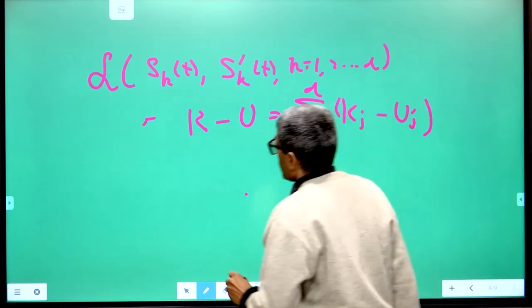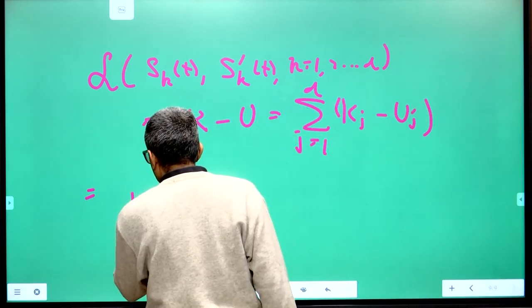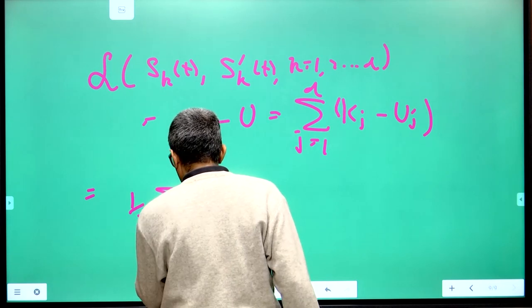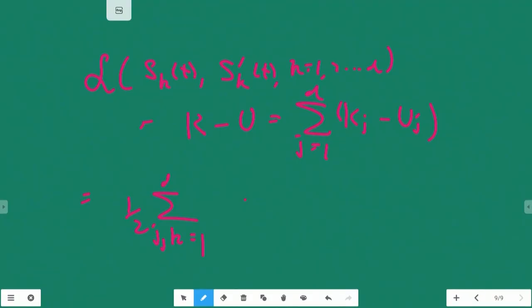And this can be written as half summation, j and k going from 1 to d, trace of Sk'(t) Jkj Sj'(t), a quadratic form in the Sj's, plus a linear form, minus, you can say, summation, it will be a linear form.